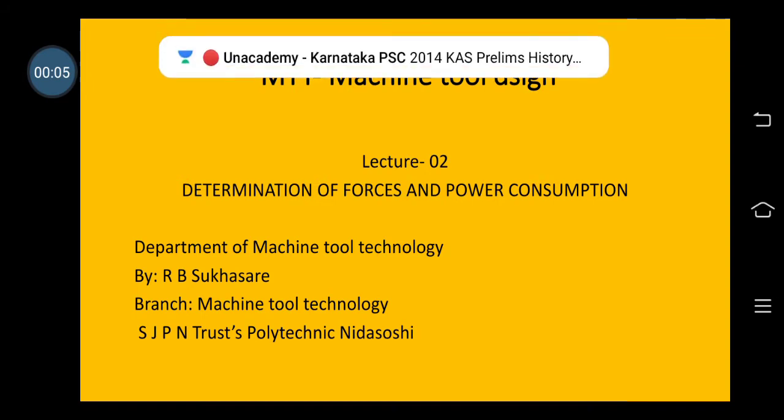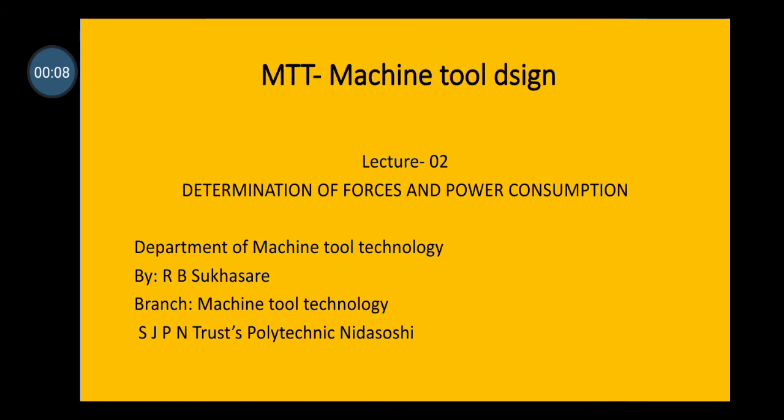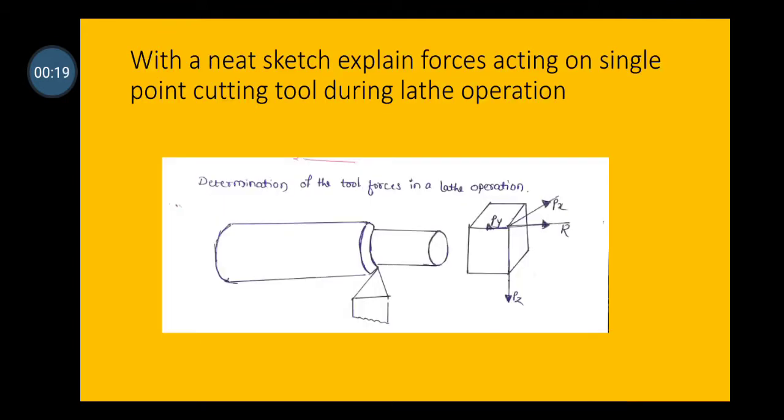Now, in this video, we will see revision classes on the second chapter, determination of forces and power consumption. First question: with a neat sketch, explain the forces acting on a single point cutting tool during lathe operation. Here, in lathe operation, on the tool and workpiece, the forces applied are Px, Py and Pz, and the resultant force R.